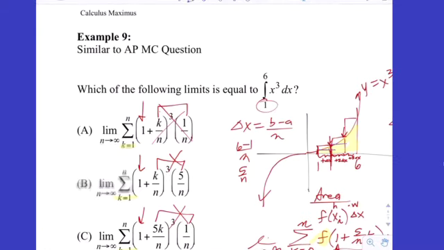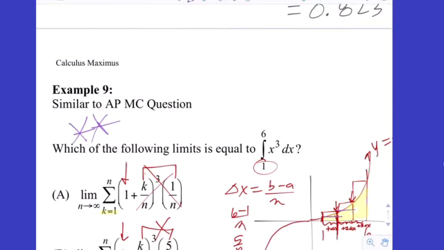Okay? So this has been showing up in the last few years. And this just goes back to the idea of Riemann sums.